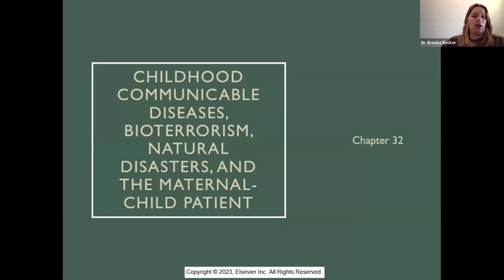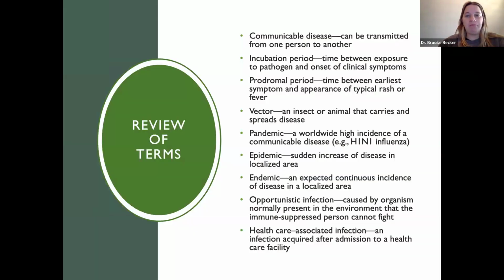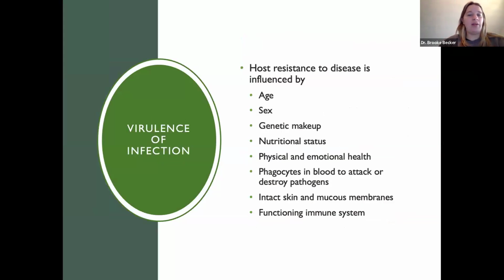Okay, we aren't going to get to the childhood communicable diseases and bioterrorism, but you guys have the PowerPoint, so look through that. Okay. Childhood communicable diseases are things that we can vaccinate for: chickenpox, measles, mumps, rubella. I don't know if you guys have seen the measles outbreak that's going on right now in Texas.